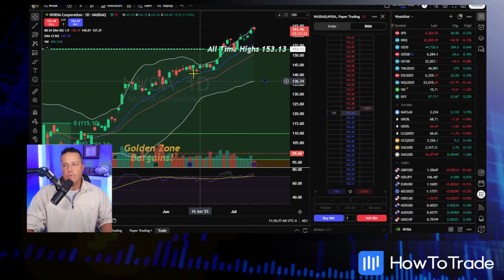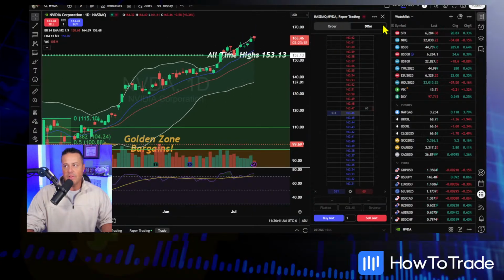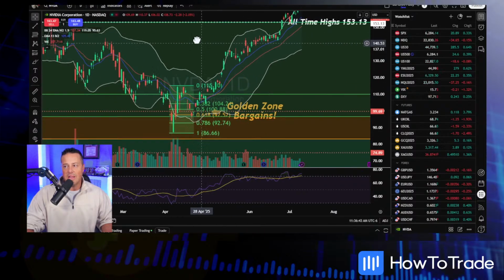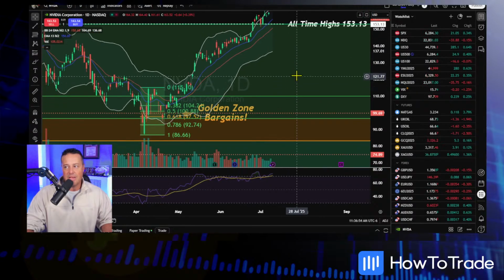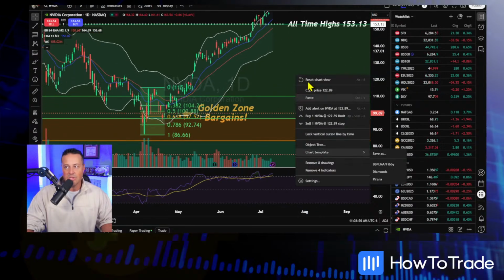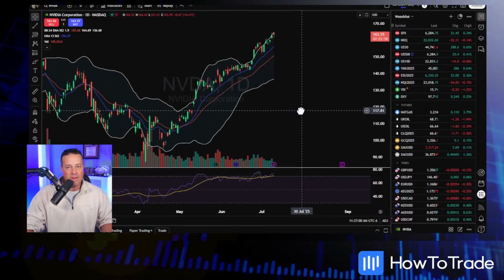Okay, NVIDIA. What can you really say? I mean, we're back above all-time highs. If you look at our analytics here, we talked a lot about golden zone bargains way back when on the daily. You can see the analysis is ancient, but right there, daily golden zone buy, that was back in April. We loved NVIDIA to the top side, and that was a buy from about $99. So all-time highs 153. I thought that was an absolute great investment opportunity earlier.